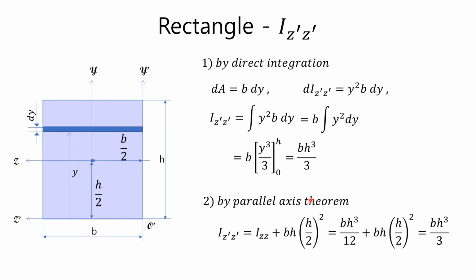The second way is to calculate it by the parallel axis theorem, when we know the second moment of area for the axis parallel to the given axis and passing through the centroid. By the parallel axis theorem, Iz prime equals Iz plus area multiplied by h/2 squared. Then we have the same result for Iz prime, like this.